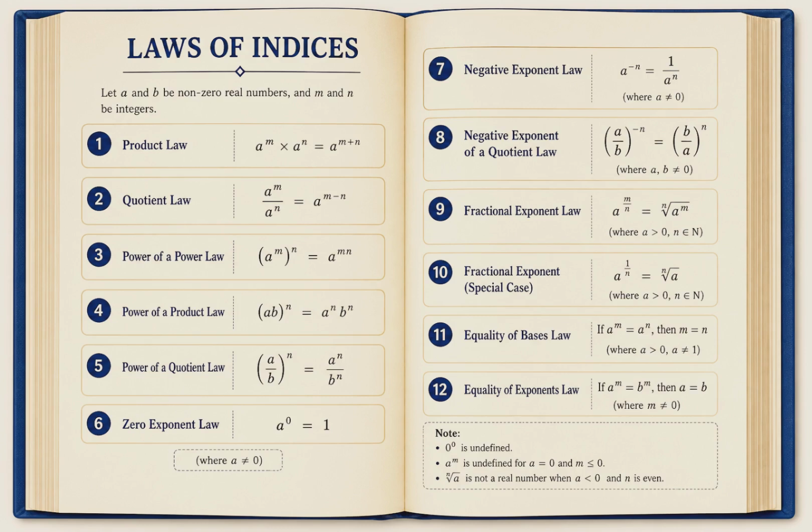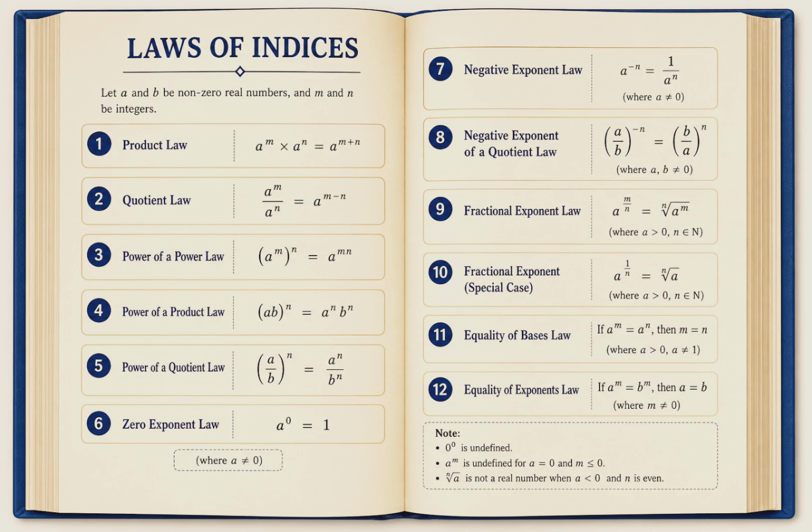Now the 11th law is the equality of bases law. If you have a raised to power m equals a raised to power n, that means the power indices are the same thing. If a raised to power m is the same as a raised to power n, definitely m and n are equal, since a and a are equal.